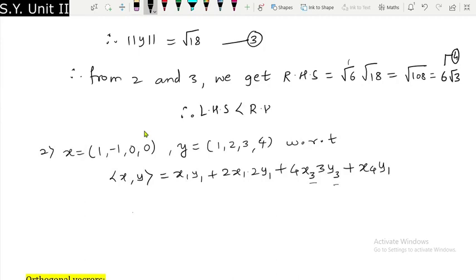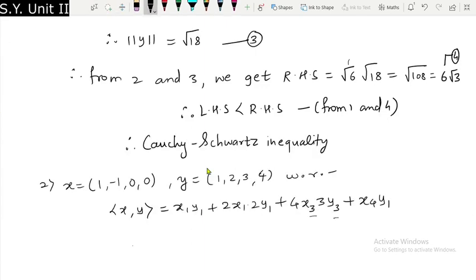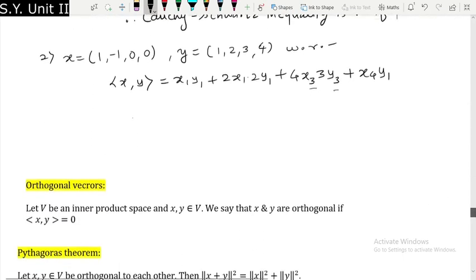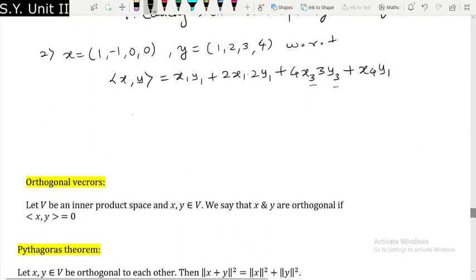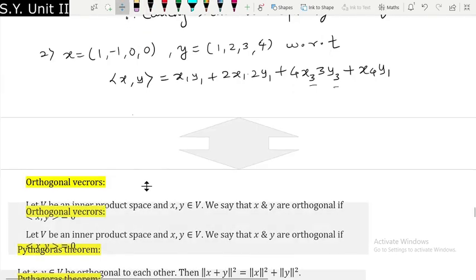Then RHS, that is from 1 and 4, and therefore Cauchy-Schwarz inequality is verified. I hope you can try the second one. Now the second one is a little bit different. It is a little bit tricky as well, and in the second one they have given the inner product, so it is not the usual inner product. The inner product is mentioned there, so that inner product we are supposed to use.